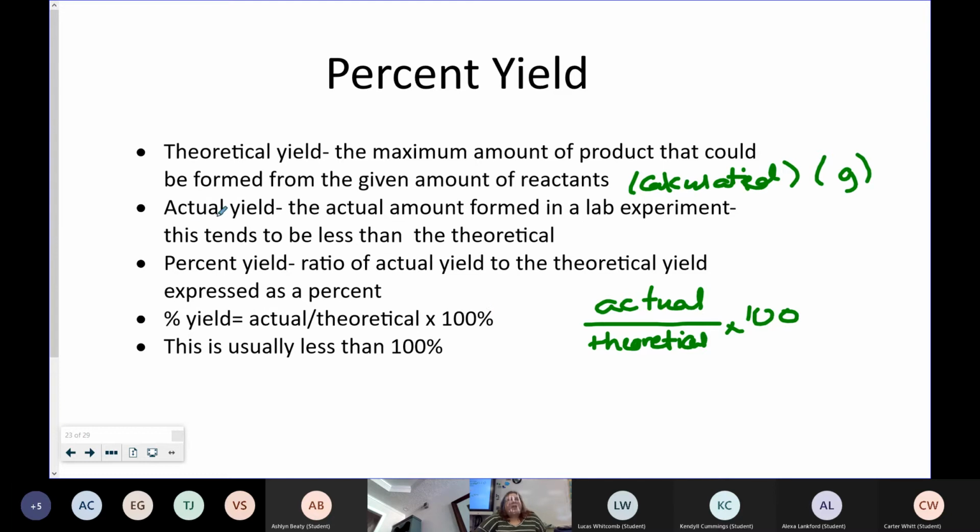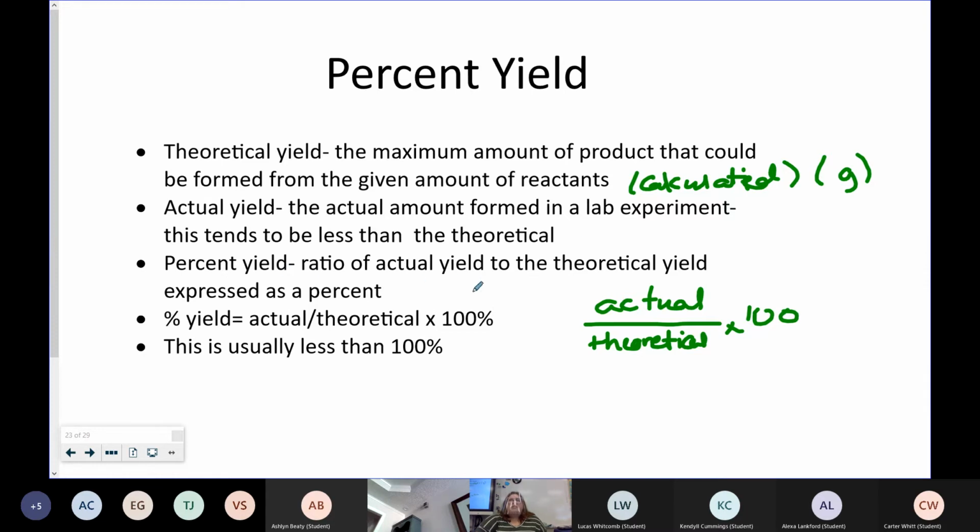You're also going to deal with your actual yield. So this is what you get whenever you perform a lab, you make the product throughout the lab process, put it on the scale to measure how much you made. So this is the actual amount formed or produced in a lab experiment. And a lot of times this tends to be less than the theoretical. So a lot of times we end up making less than we think we should be able to make. So this is going to be a given value. It's going to tell you like this much is produced or is found or is made in labs, something like that.